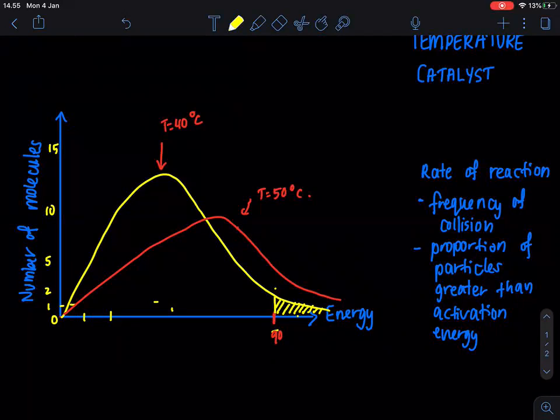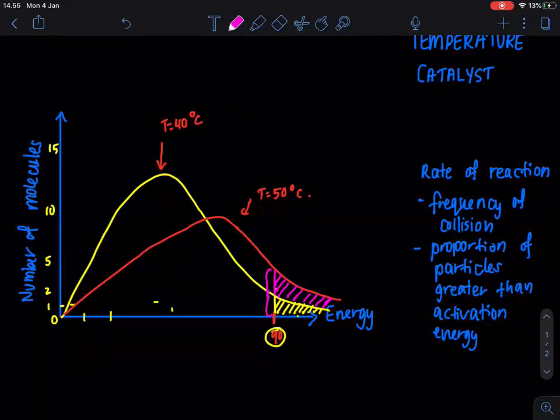But when you increase the temperature by 10 degrees, the activation energy is still 90. So when we bring this up, what happens is the area under the graph is going to be all this. It means both.